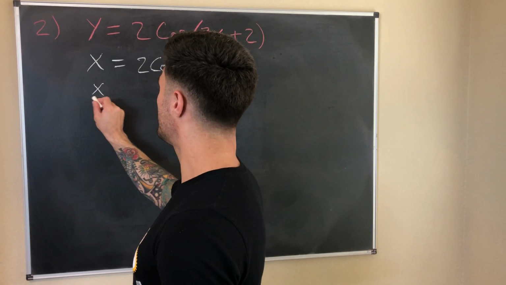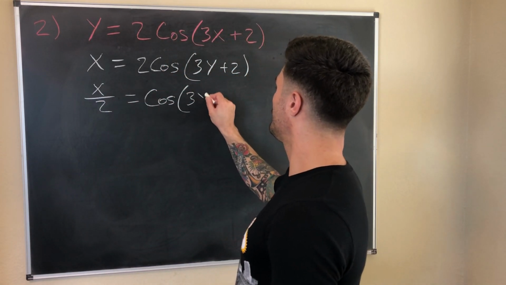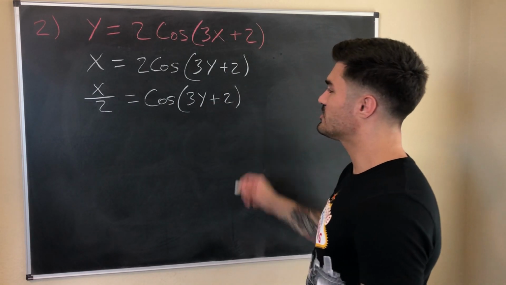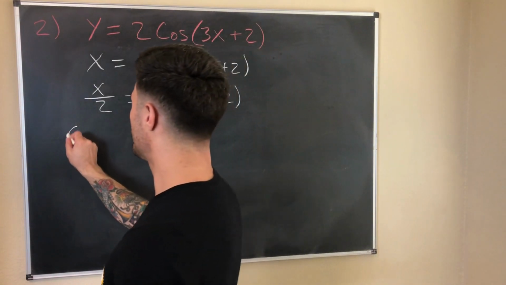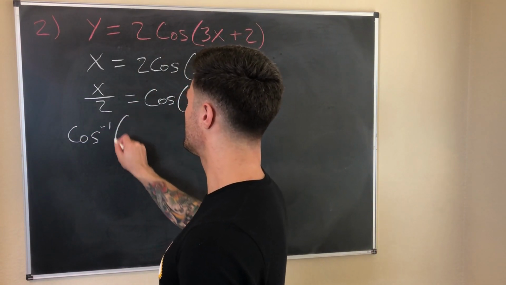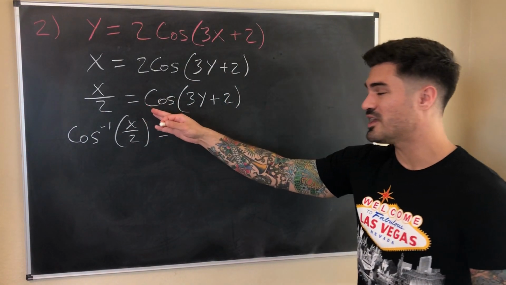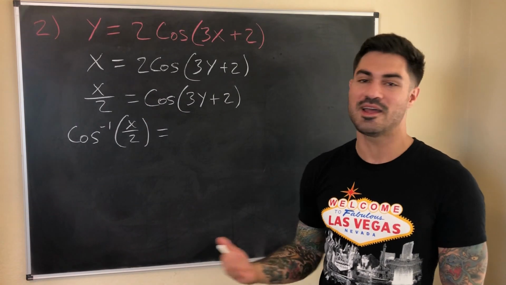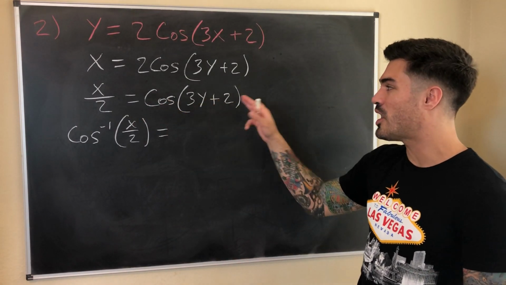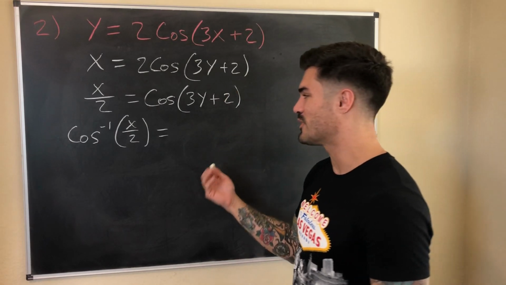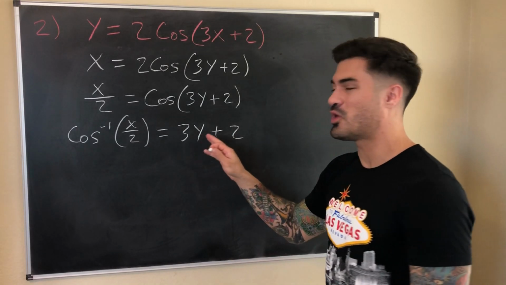So if I divide both sides by 2, I get x over 2 equals cosine of 3y plus 2. Now I've isolated the cosine part of the equation, and now I can take the cosine inverse of both sides. So when I do that, I get cosine inverse of x over 2 equals, and remember, cosine inverse of cosine, those cancel. That's why I applied the cosine inverse to both sides, to get rid of this cosine and get this 3y plus 2 expression out here by itself so I can solve for y. Remember, that was the whole point of using cosine inverse, was to get this y out here so I can solve for it.